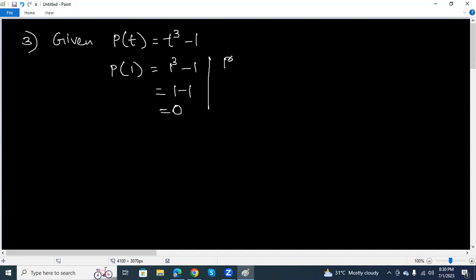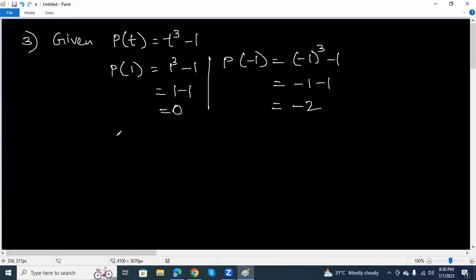Now let's put P of minus 1. Instead of t, we need to put minus 1. Minus 1 whole cube minus 1. When a negative number is raised to the odd power, then the result is negative. So negative 1 cube is nothing but minus 1. Minus 1 minus 1 is minus 2.